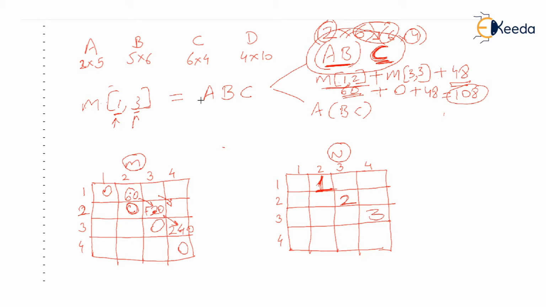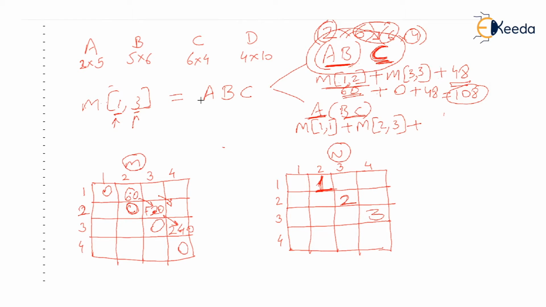Now, A into BC can be found by writing M11. This is the number of multiplications if only matrix A is given. What about BC? How will you do this multiplication? We have already found this as M23. The number of multiplications needed to do B cross C is stored in M23, which is 120, plus the number of multiplications needed to multiply A with B dot C.